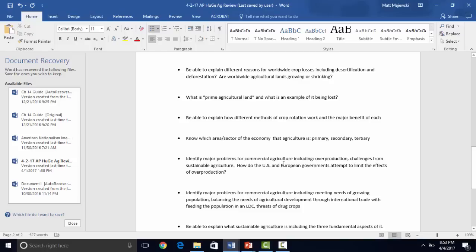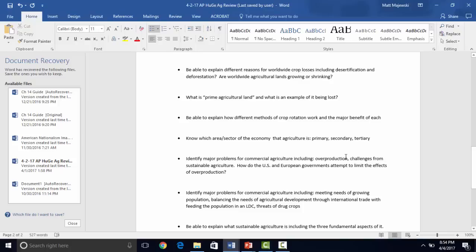Major problems for commercial agriculture, overproduction. Okay, so one of the big problems in MDCs is that commercial farms tend to produce more than we need. That means we have an excess amount of surplus. We have more supply than demand, which causes prices to go down. Problem for them is they lose money every year as prices go down. So their solution is to try to produce more than they did each year to try to make up for the losses in decreased prices. The problem, of course, is that this is a cycle, and the more that they produce, the more they're driving down the value of their crop.